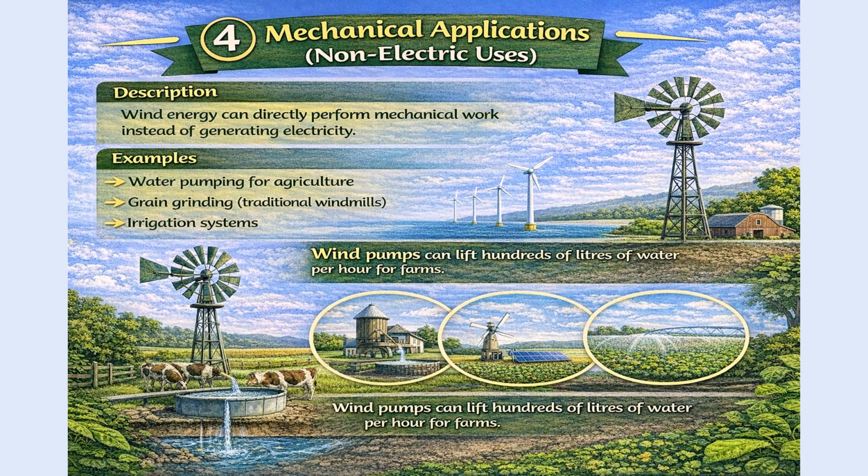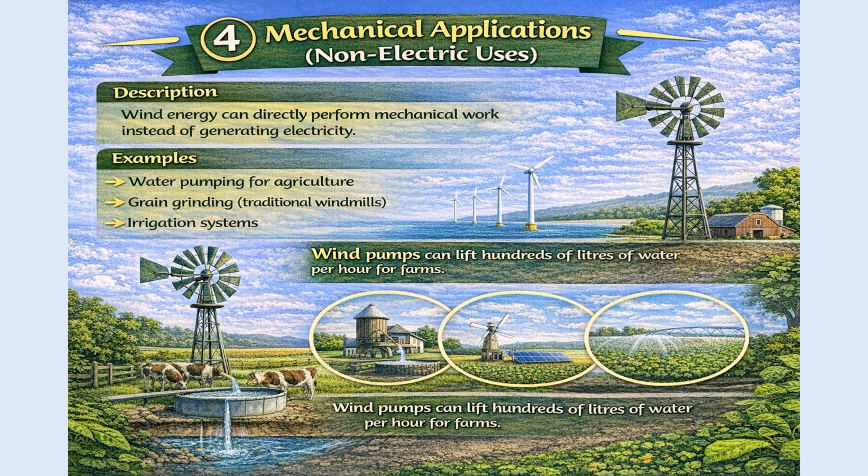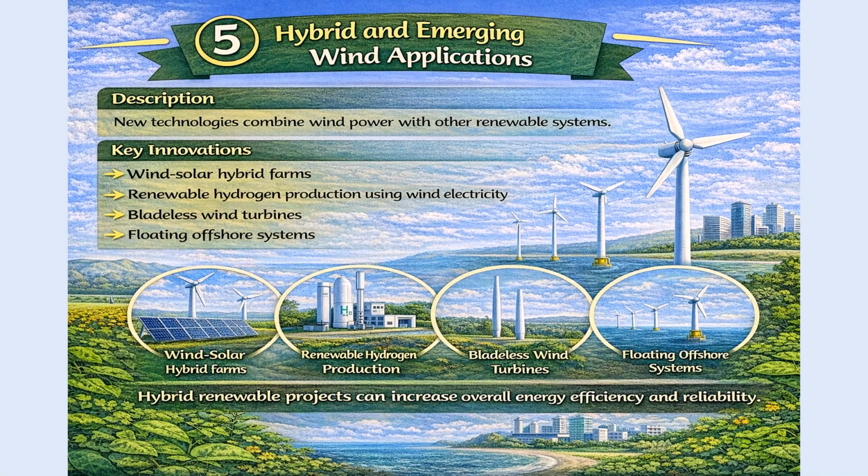What are the newest and most exciting emerging applications for wind energy? There are 4 really exciting developments happening right now. First, wind-solar hybrid farms. Combining wind turbines and solar panels on the same site maximizes land use, since wind often peaks when solar is weakest, giving more consistent total output. Second, renewable hydrogen production. Surplus wind electricity is used to split water molecules through electrolysis, producing green hydrogen that can be stored and used as a clean fuel for industry and transport.